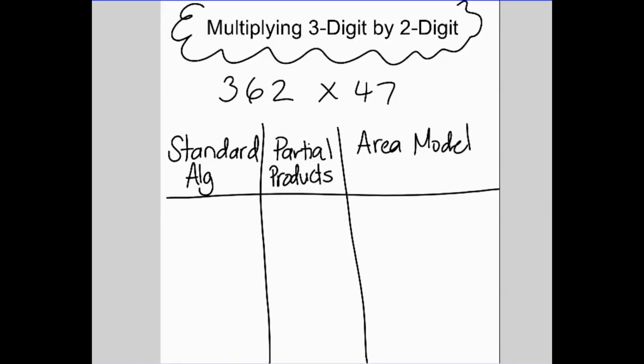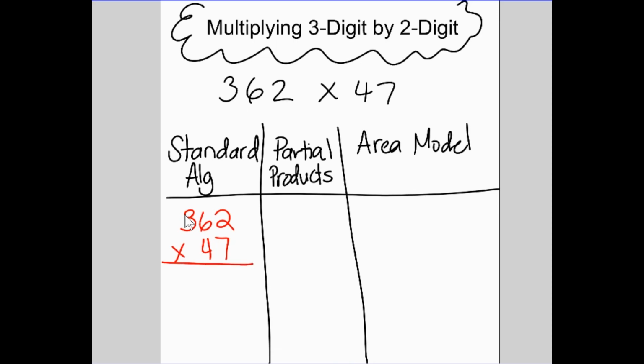All right, Super Friends, we are going to be multiplying three-digit by two-digit numbers. So our first example here that we see is 362 times 47. Again, I'm going to show you the three different methods. The first method, we're going to do our standard algorithm. We're going to stack it. I'm going to go very slow because you can easily get confused using standard algorithm.